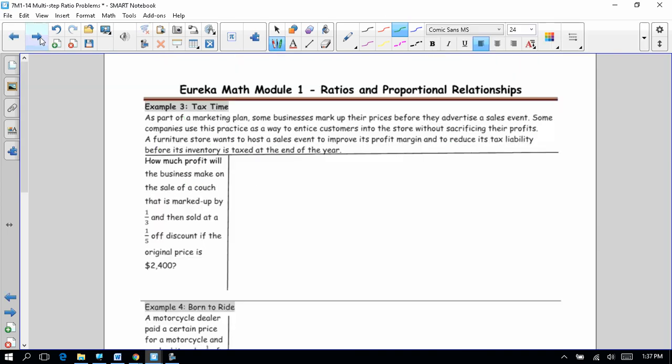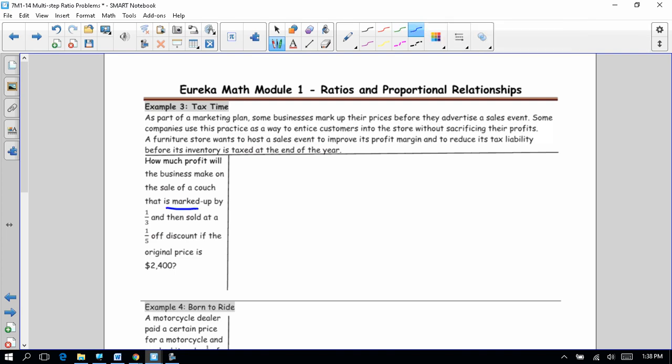Example 3. Tax time. As part of a marketing plan, some businesses mark up their prices before they advertise a sales event. Some companies use this practice as a way to entice customers into the store without sacrificing their profits. A furniture store wants to host a sales event to improve its profit margin and to reduce its tax liability before its inventory is taxed at the end of the year. How much profit will the business make on a sale of a couch that is marked up?